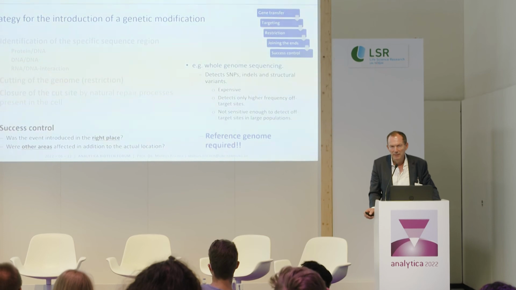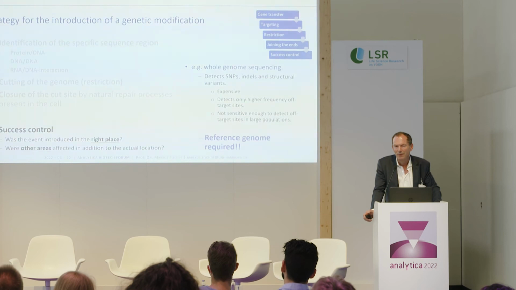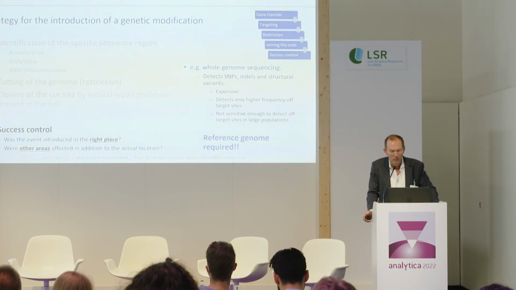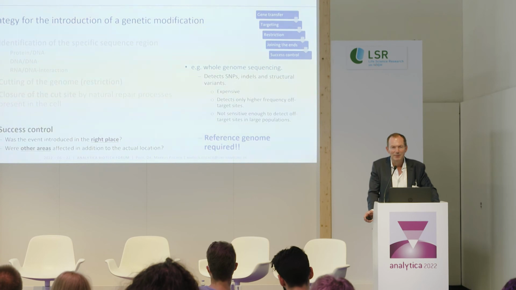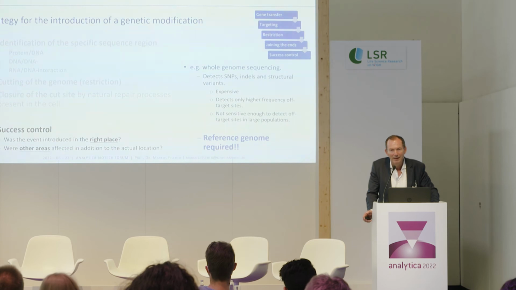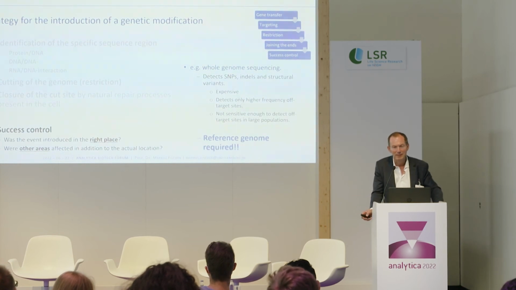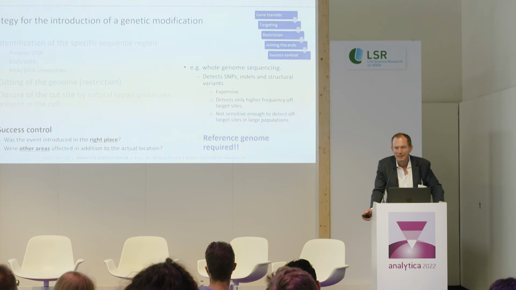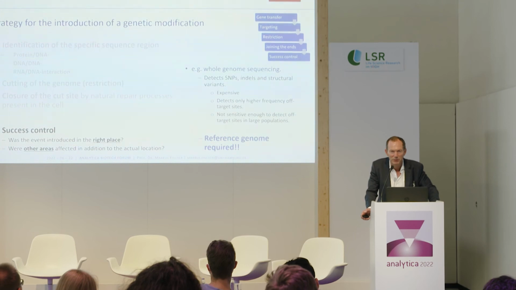Success control. This is also very important. You have two parts you want to control. The one part is, did you introduce your information at the right place? So did your system do what you wanted to do? And the second point, are other areas affected by your manipulation? And this is also very important, because if other sites are affected, we are talking of off-target mutations.